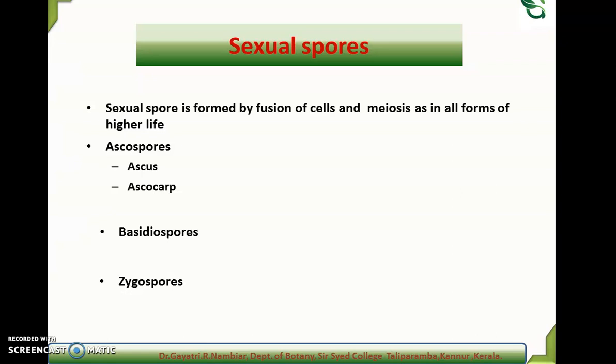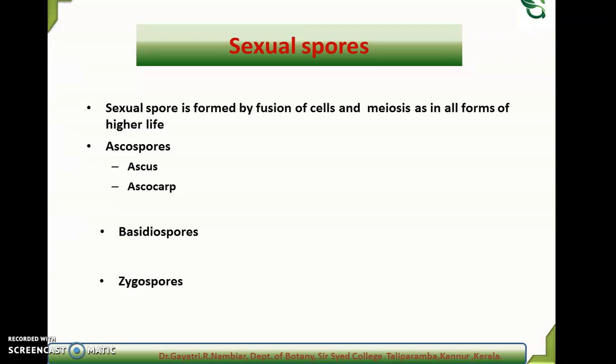And I have already mentioned in the last class that the most common number of ascospores is 8. It may be less than 8 or greater than 8; it may be 2, 4 or any other number. But the common number of spores produced by an ascus is 8. Some examples are Penicillium, Aspergillus, Neurospora, Saccharomyces, etc.